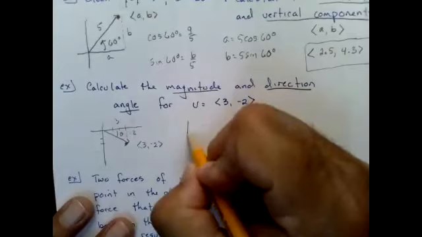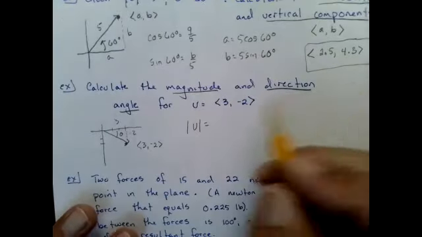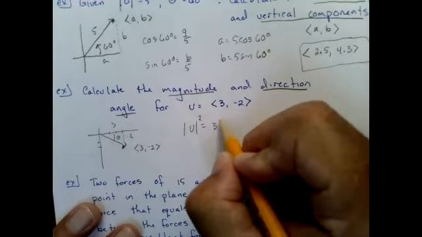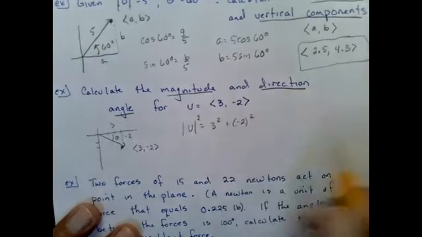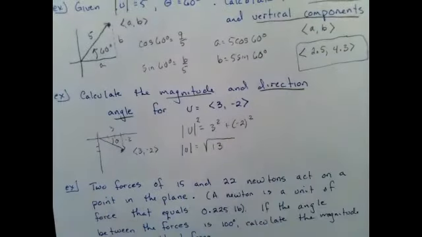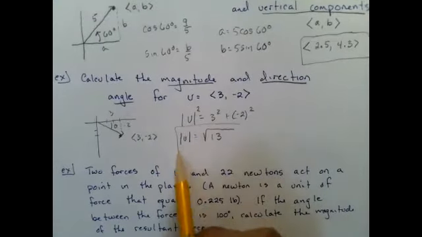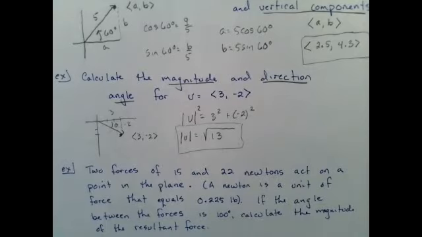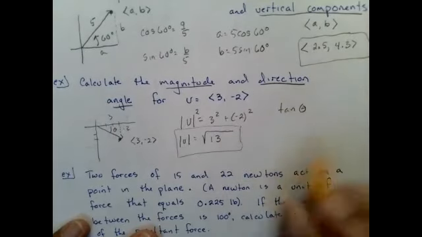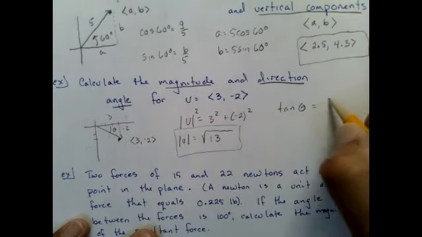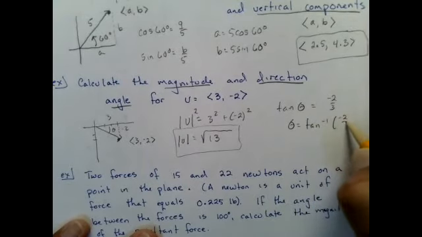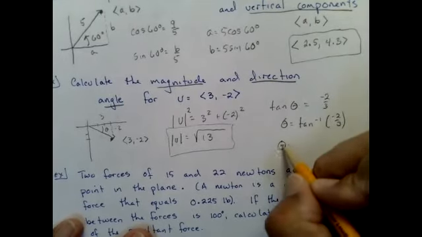Now, what's the magnitude? That's my distance formula. The magnitude squared equals 3 squared plus -2 squared. The magnitude equals the square root of 13. The angle measure? No problem. Tangent of theta equals -2/3. Theta equals the inverse tan of -2/3.